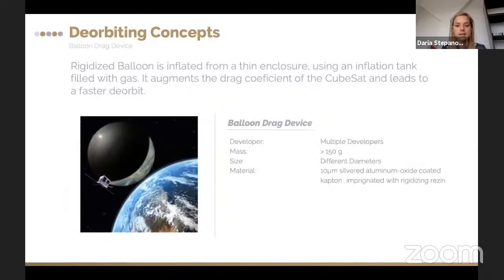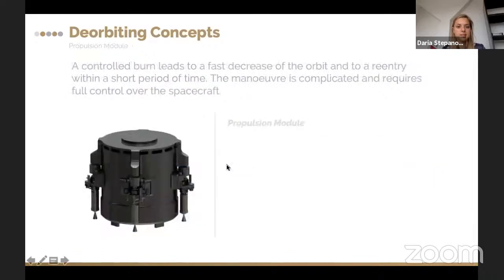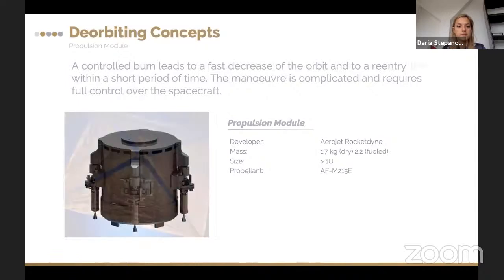The balloon drag devices are another one. They augment the drag coefficient of the CubeSat, which leads to faster deorbit. You can see on the picture this balloon. Propulsion modules: this one is built by Aerojet Rocketdyne, has quite a big mass, quite a big size, and might not be suitable for all the CubeSat missions.